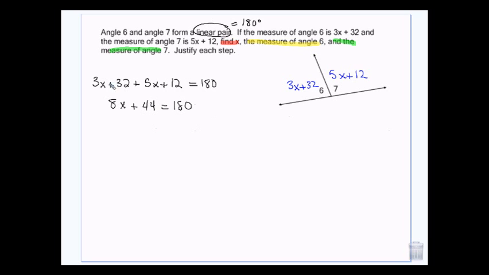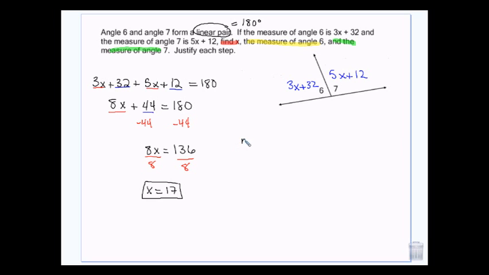So 8x. Okay, I'm going to subtract 44. That gives 136. And I'm going to divide by 8. And x is 17. So that's the first part. But I also want to find angle 6 and angle 7.